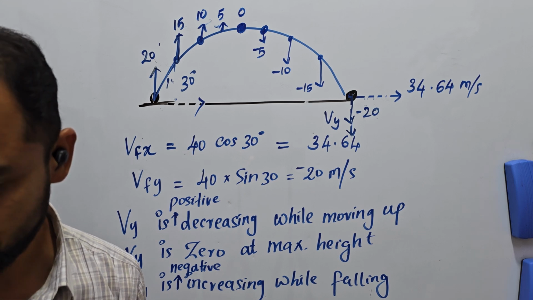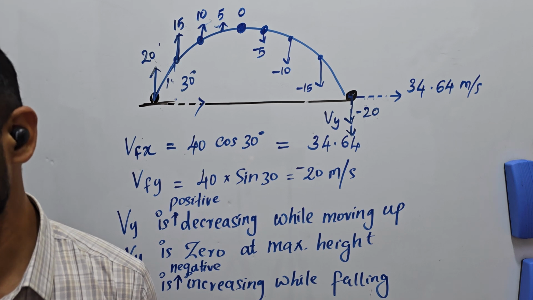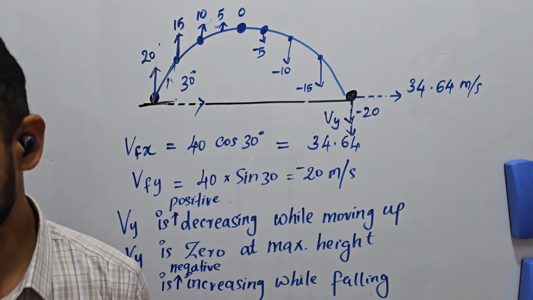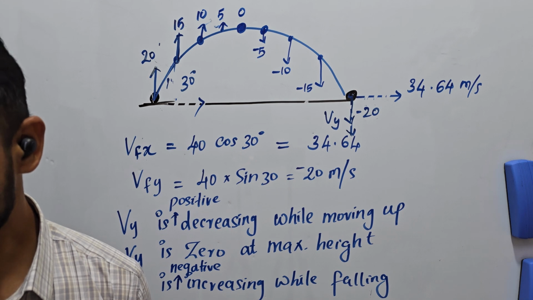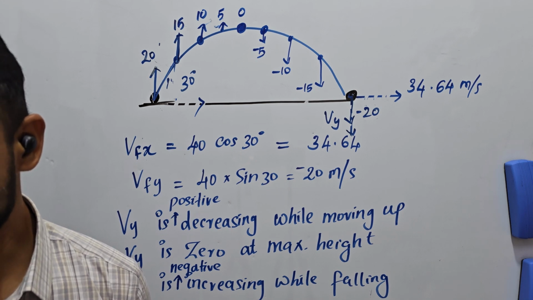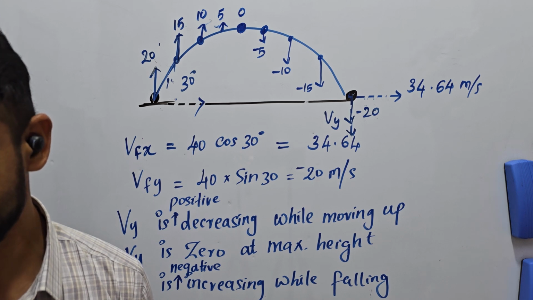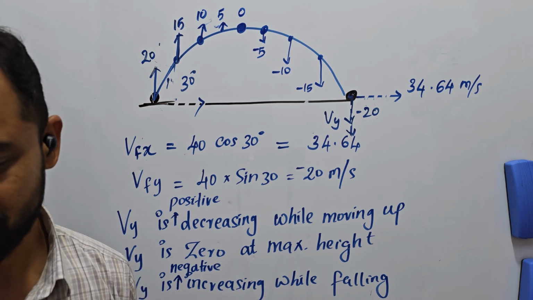Okay, question number 3.4. A football is kicked with an initial speed of 27.5 meter per second and a launch angle of 56.7 degree. What is its hang time? The time until it hits the ground.